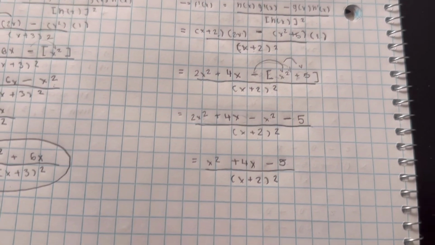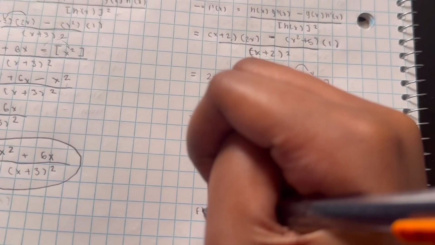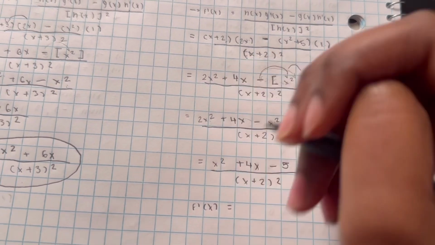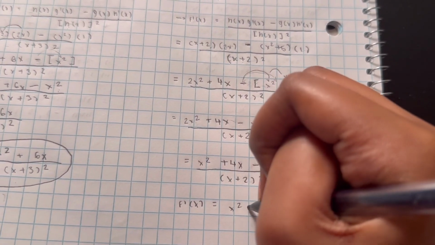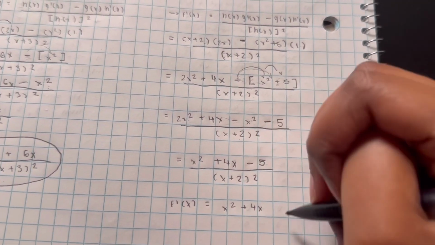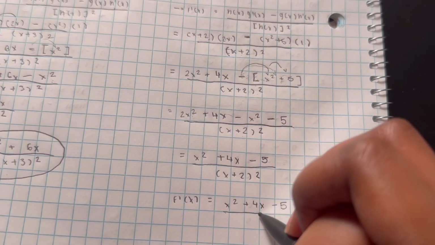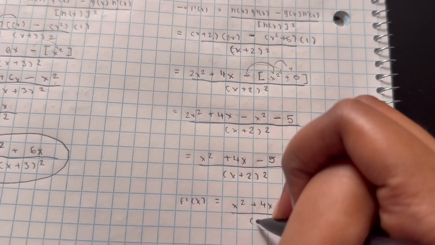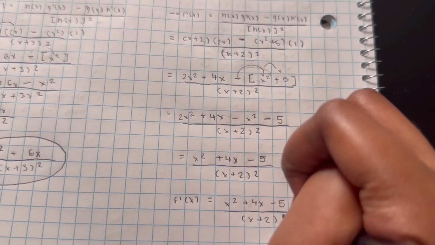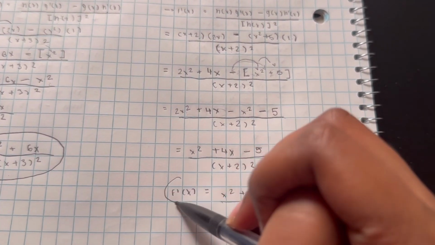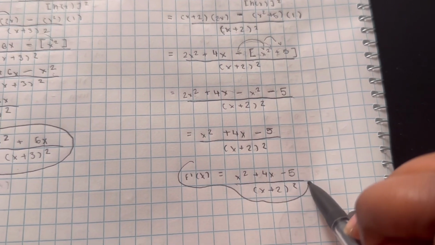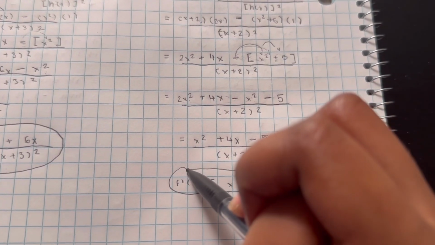And that's it. But for the sake of making your teacher happy, let's write it in the proper format of the answer. So x squared plus 4x minus 5 all over, again, your same denominator value, x plus 2 squared. And that's it. That is your final answer used in quotient rule with a little bit more of a complicated type of question.